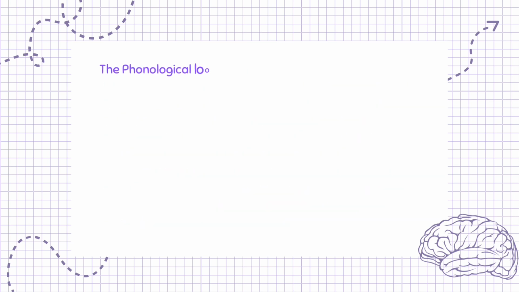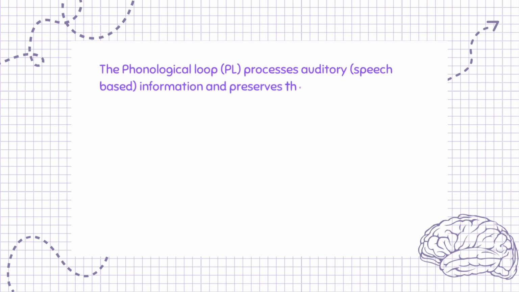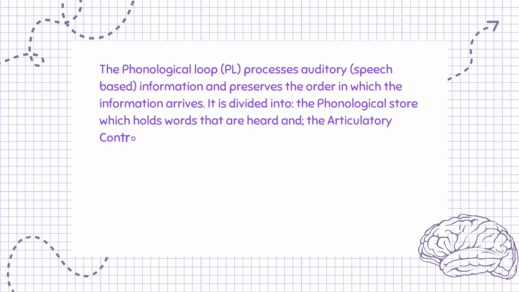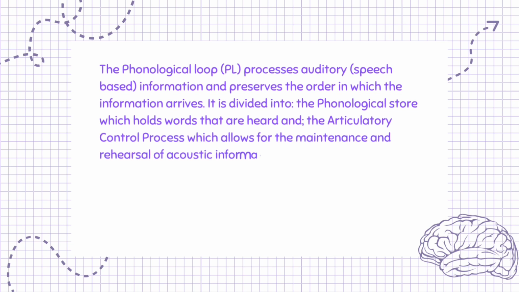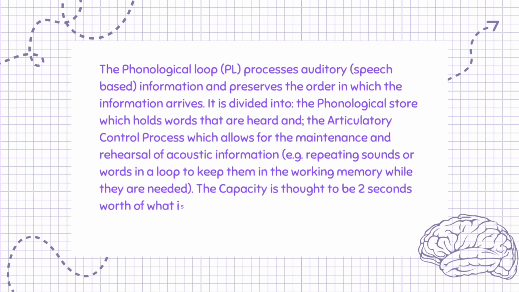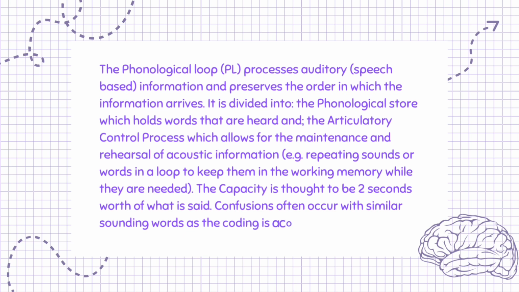The phonological loop, PL, processes auditory, speech-based, information and preserves the order in which the information arrives. It is divided into the phonological store which holds words that are heard, and the articulatory control process which allows for the maintenance and rehearsal of acoustic information, e.g. repeating sounds or words in a loop to keep them in the working memory while they are needed. The capacity is thought to be 2 seconds worth of what is said. Confusions often occur with similar sounding words as the coding is acoustic.